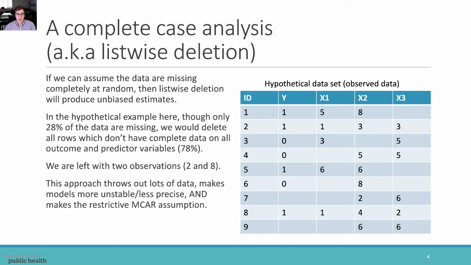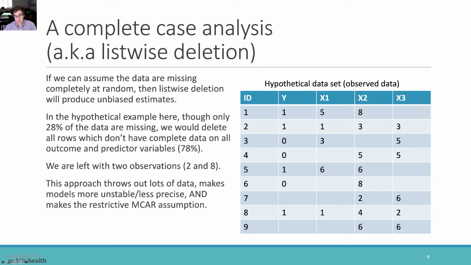So you're probably familiar with the complete case analysis approach, aka listwise deletion. So if you can assume that your data are missing completely at random, aka there is a monkey who's throwing darts and randomly setting values to missing in your data set, then you can use listwise deletion and still expect to see unbiased estimates. However, there are still downsides.